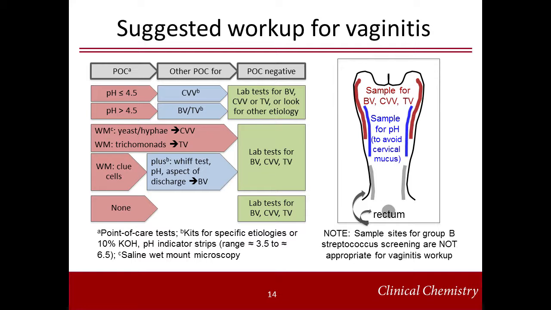The middle vagina should be sampled for pH measure in order to avoid the more alkaline mucus from the cervix. And last but not least, it is worth noting that specimens that are submitted for Group B streptococcus screening in pregnancy are not appropriate for the workup of vaginitis, since they should be taken from the lower vagina and the rectum.